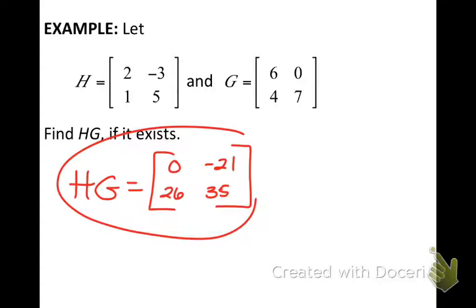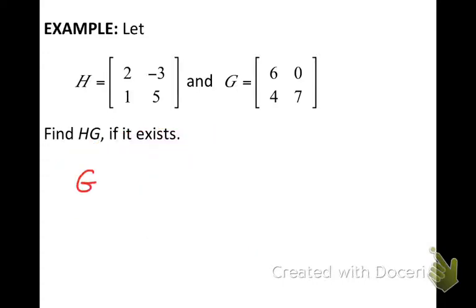Okay. So, can you do GH on your own? So do G times H. Try it out. So G is going to be first, then H. If you need to, like me personally, I would rewrite it so that my H is after, so then I know I'm doing row, column, row, column, row, column, row, column. But maybe you could do it without having to do that.